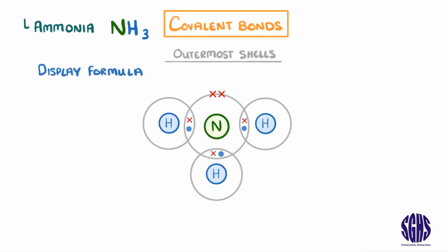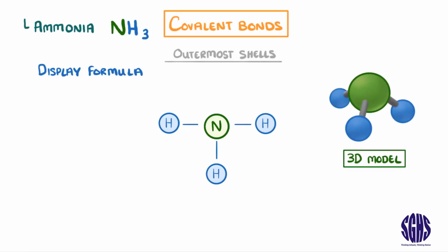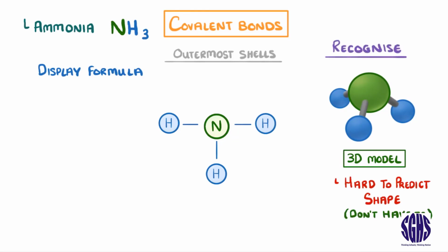Or if we wanted the displayed formula instead, we would just rub out all of the shells and electrons, and instead place lines wherever electrons were being shared, which just means placing a line wherever there was a covalent bond. Now, when it comes to the 3D model, things get a bit trickier, because it's hard to predict what shape the molecule will make. Luckily though, you don't have to know this just yet. You just need to be able to recognize them.